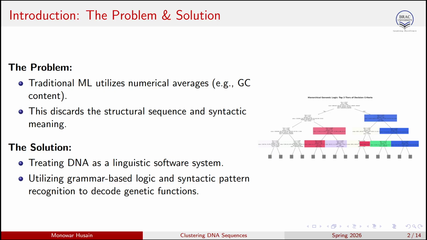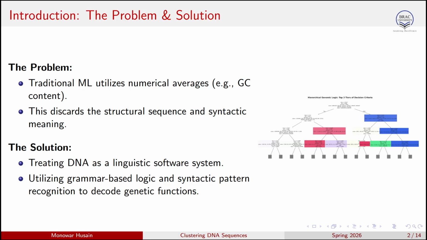Let's start by looking at the core problem. Traditionally, when machine learning is applied to DNA, researchers rely heavily on numerical averages. A common one is GC content, literally just counting the percentage of guanine and cytosine. But I argue that this approach is deeply flawed. Why? Because it completely discards the structural sequences and the syntactic meaning of the code.